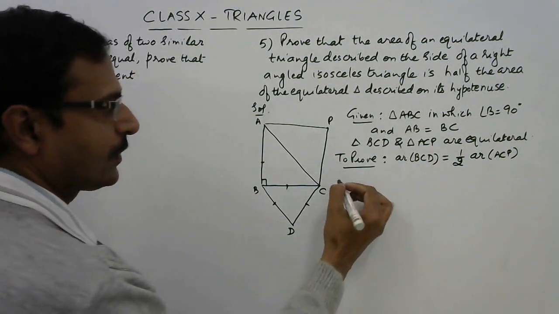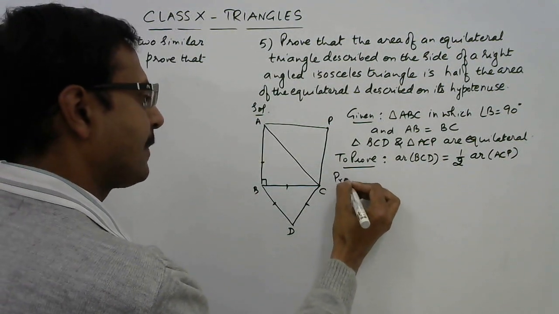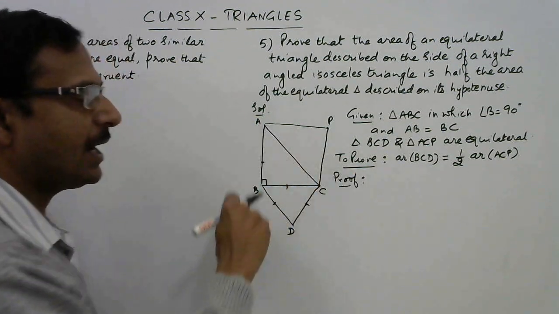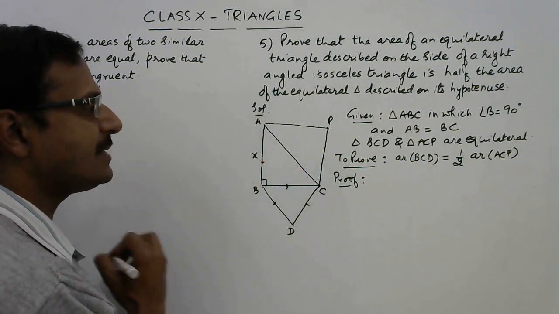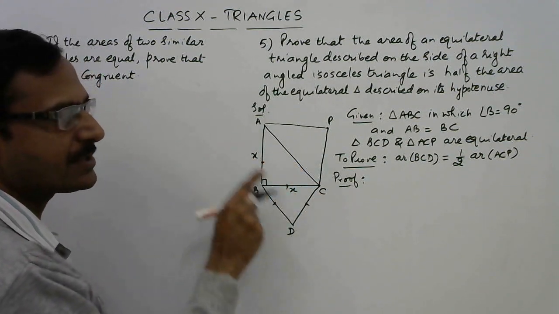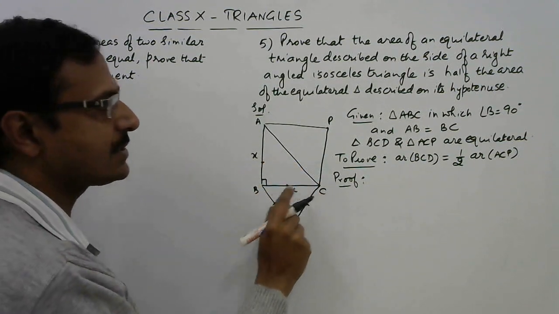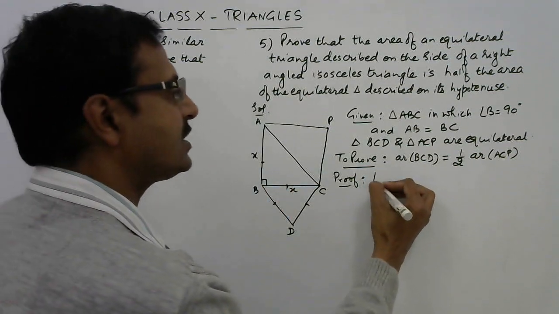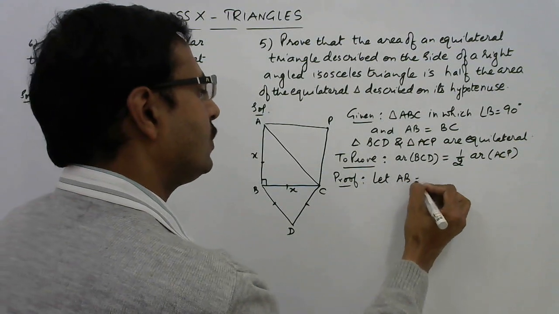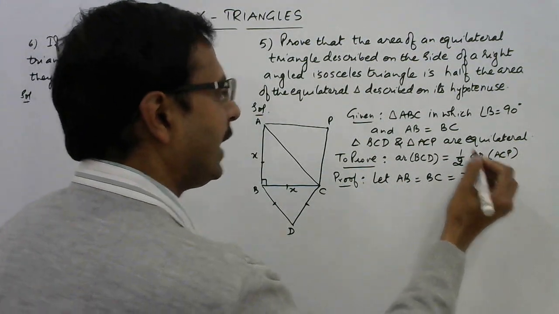Now for this, the proof goes like this. For this isosceles triangle ABC, let us assume that the side AB is x and BC is also x, because it is an isosceles triangle. So the two sides are equal. So AB and BC are equal. So let AB equal to BC equal to x.